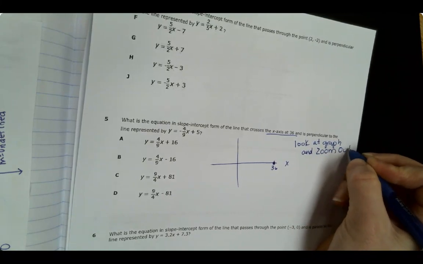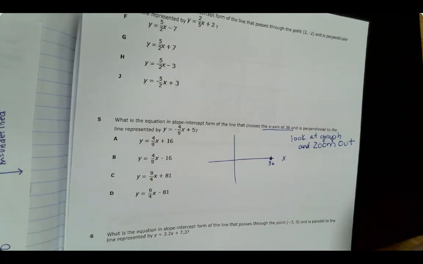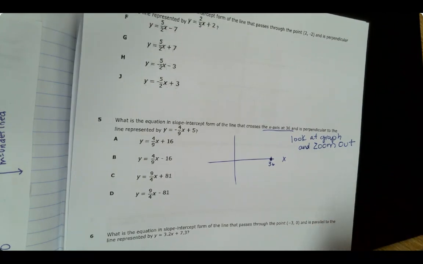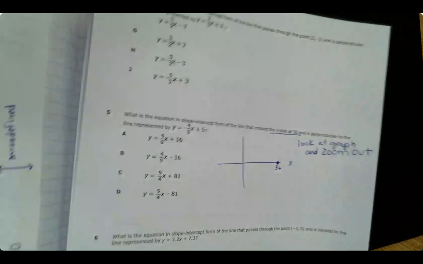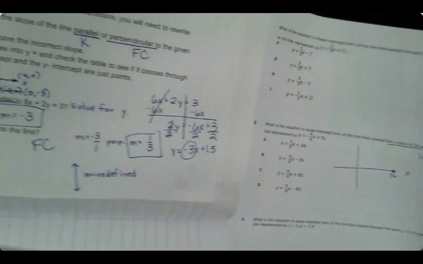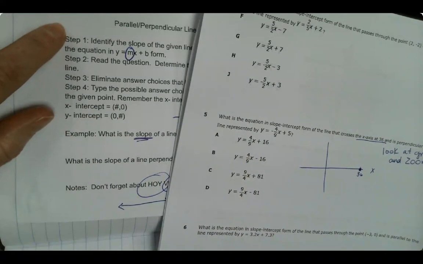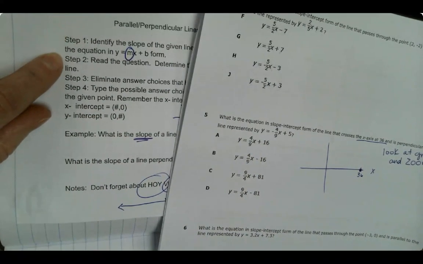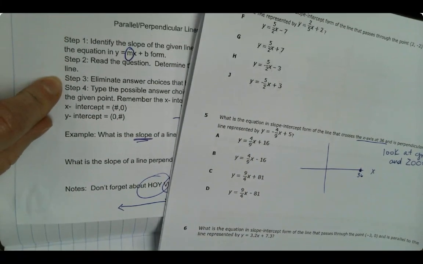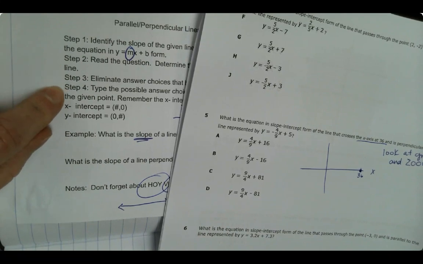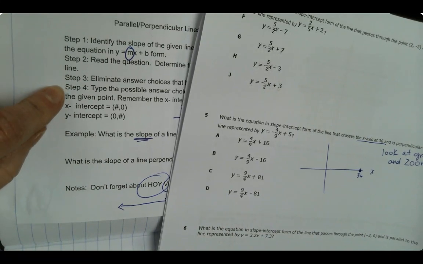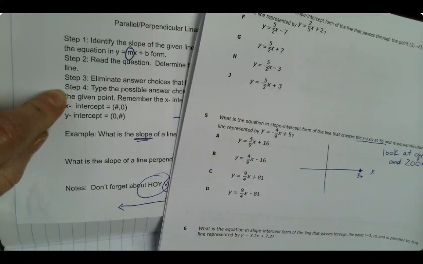Okay? So follow the steps. If you're like, I don't even know what to do, these steps will help you. So you've got to follow the steps. 1, identify the slope. 2, read the question, determine. 3, eliminate answer choices based on the slope. 4, either look at the table or look at the graph or put it into y equals.